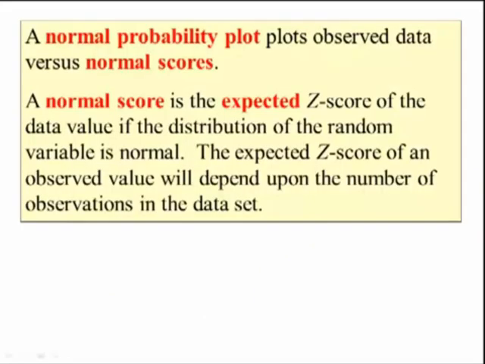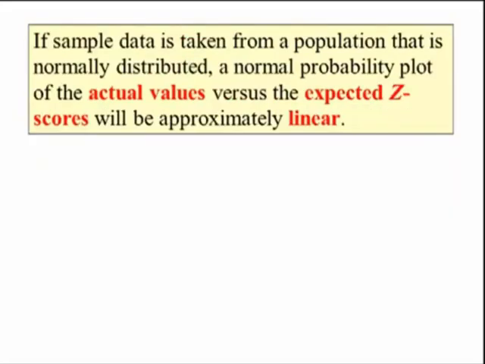A normal probability plot plots observed data versus normal scores. A normal score is the expected z-score of a data value if the distribution of the random variable is normal. The expected z-score of an observed value will depend upon the number of observations in the set. If the sample data is taken from a population that is normally distributed, a normal probability plot of the actual values versus the expected z-scores will be approximately linear, a straight line.